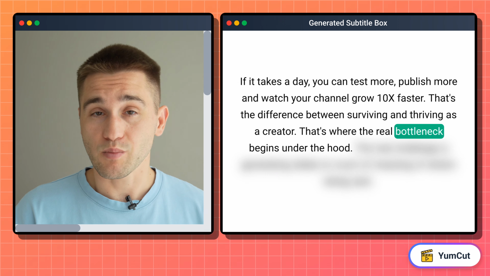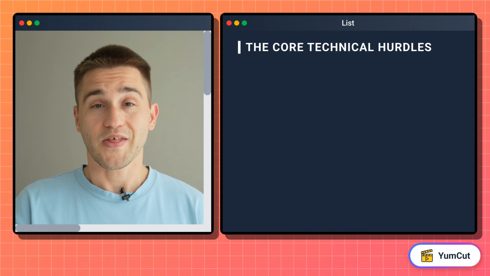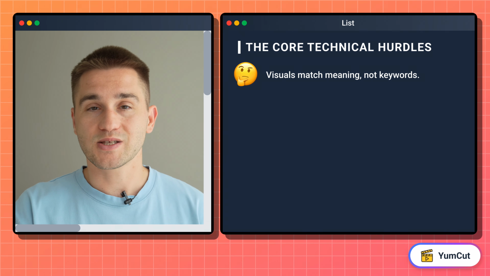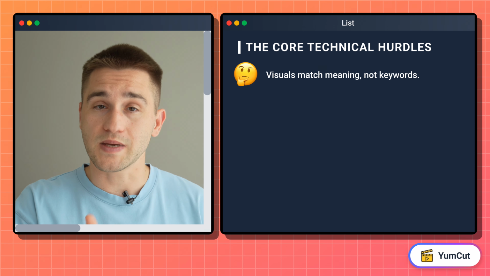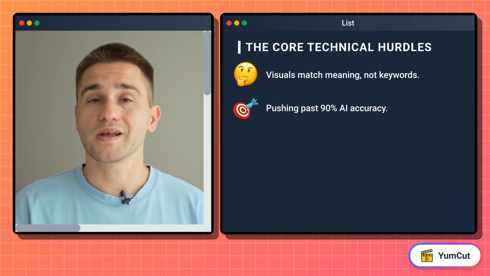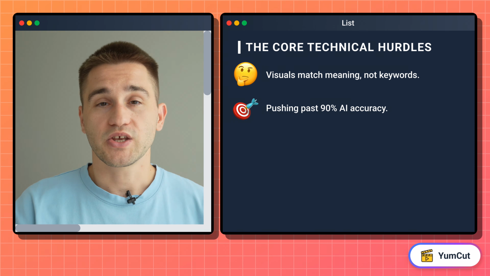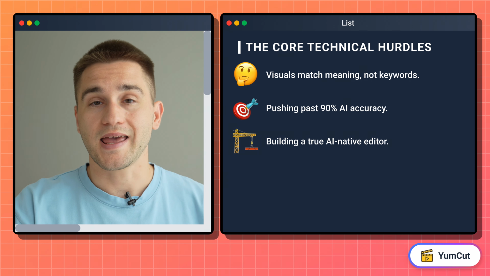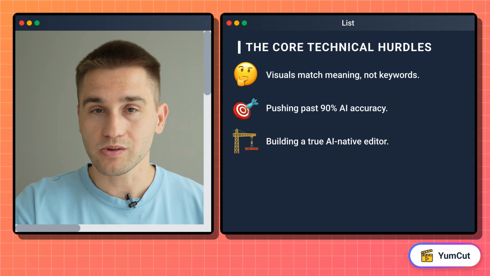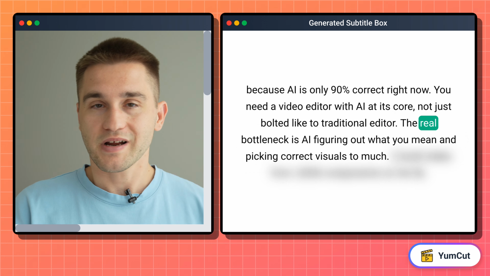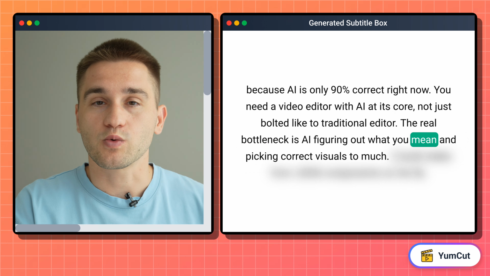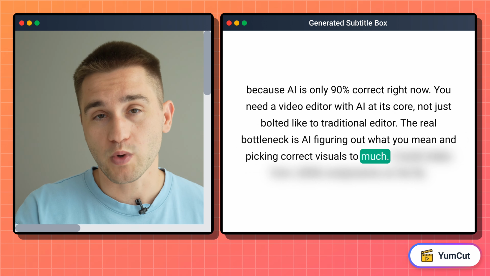That's where the real bottleneck begins. Under the hood, the real challenge is generating slides that match the meaning of what's being said, because AI is only 90% correct right now. You need a video editor with AI at its core, not just bolted onto a traditional editor. The real bottleneck is AI figuring out what you mean and picking the correct visuals.